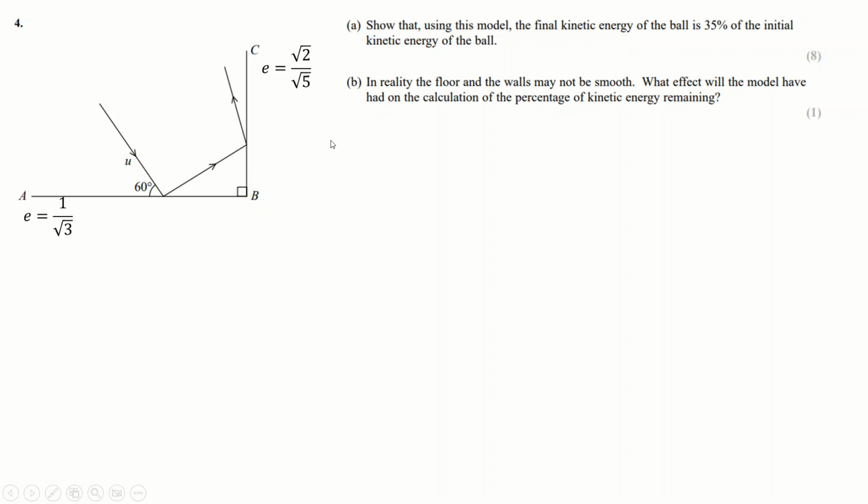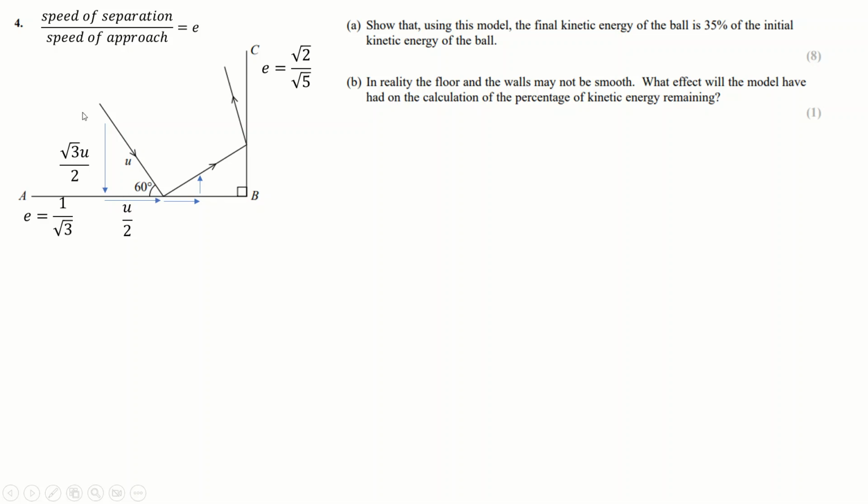Now, it's a show that question, so we need to do this from first principles. So we'll say that the component of this velocity here is u sine 60, and this one here is u cos 60. And now, of course, we know sine 60 is root 3 over 2, and we know cos 60 is a half, so I'll put that in there. Speed of separation over speed of approach is e.